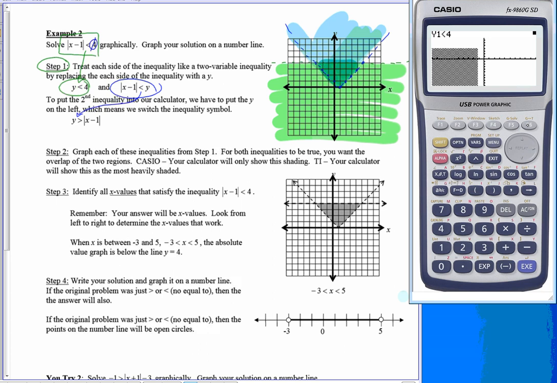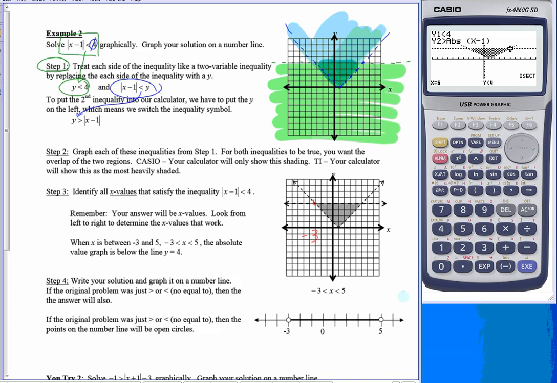I'm going to draw, and I can confirm that I have just the inside section. You can see it tries to make a nice dashed line for me there. If I want to see exactly where they cross, I go to G-Solve, the isect, and I can see they cross at negative 3 and at positive 5. And that's what I've shown down here on the graph. They cross at negative 3 and they cross at positive 5.